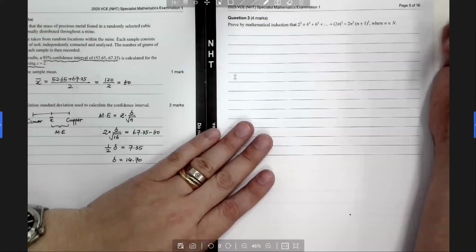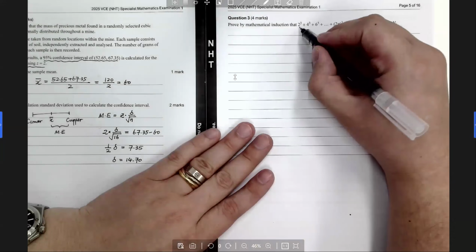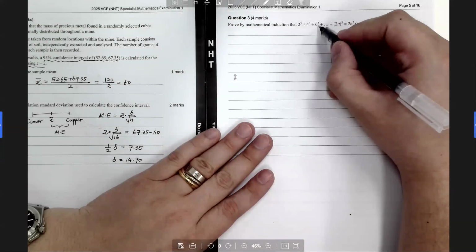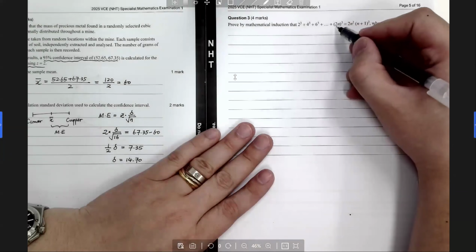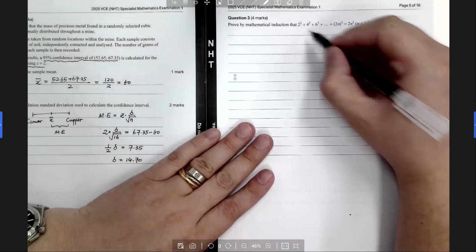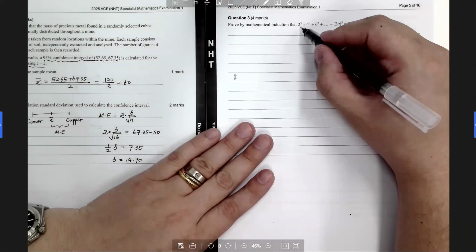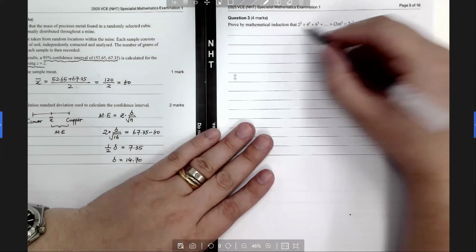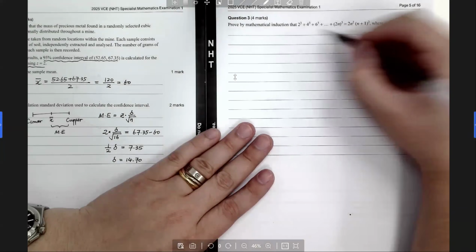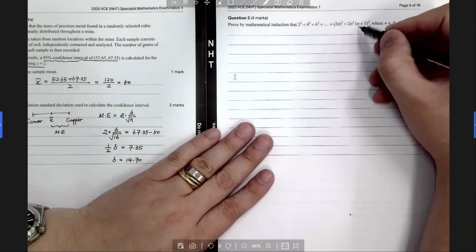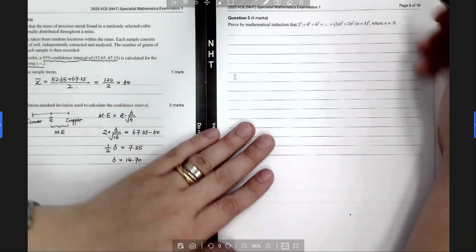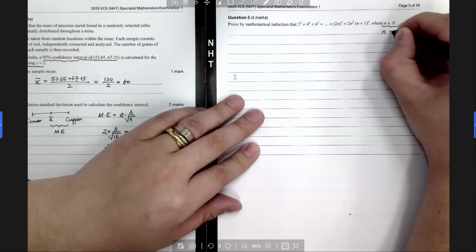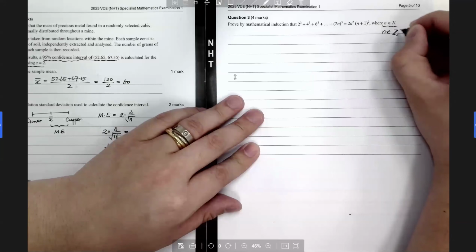Prove by mathematical induction that 2 to the power 3 plus 4 to the power 3 plus 6 to the power 3 plus ... until 2n to the power 3. So all the even numbers cubed and summed up equal 2n squared times n plus 1 squared, where n is a natural number. So I would say n belongs to Z plus, okay?